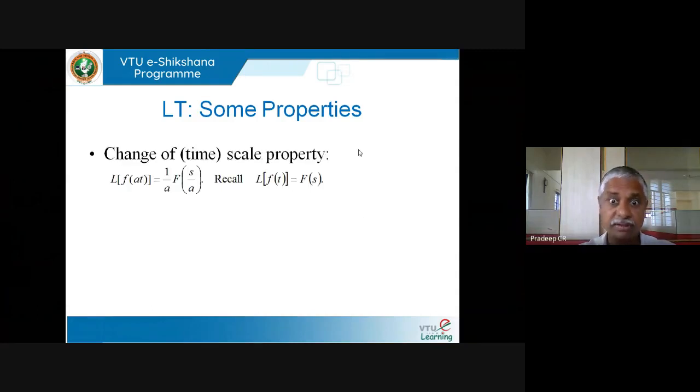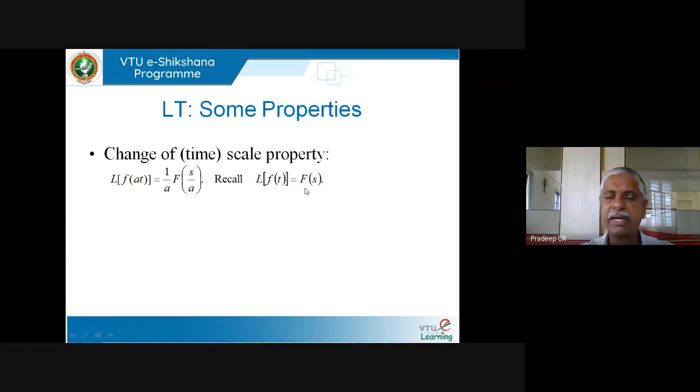So properties look more horrendous. That's why I'm giving you all this preface. So check these properties. The names are also there, not very important. Most of these names come from engineering. Change of scale property or change of time: L of f(at) is 1 by a F(s by a), where small f is the function and capital F is the Laplace of small f. So this is the notation which we have fixed for throughout this course.